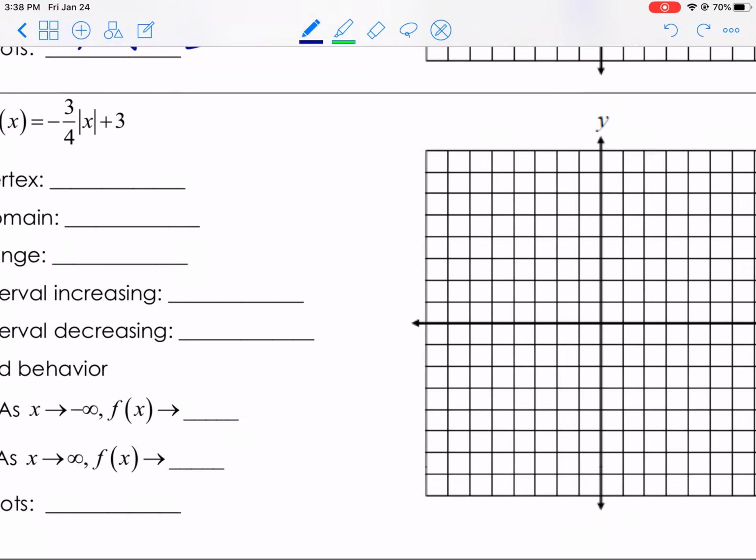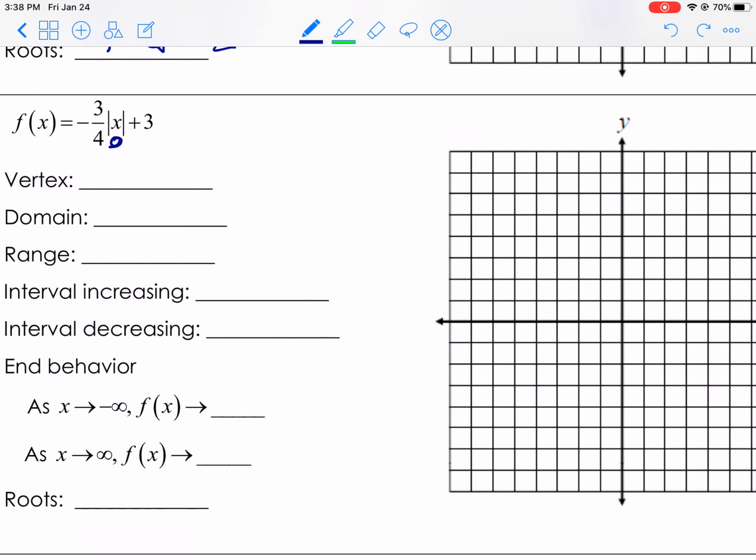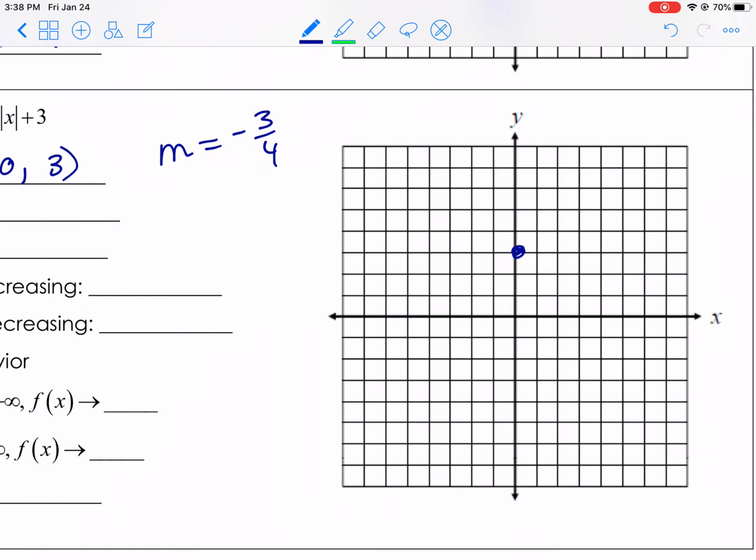Okay, let's try another one. This one, the vertex, notice there's nothing inside of there, so what would make that equal 0? Just plain old 0 and 3. The slope is negative 3/4. So I'm going to go down 3 and right 4. 1, 2, 3, 4. Down 3, right 4. Okay, so on that side it's doing that. And on the left we go down 3 and then left 4.